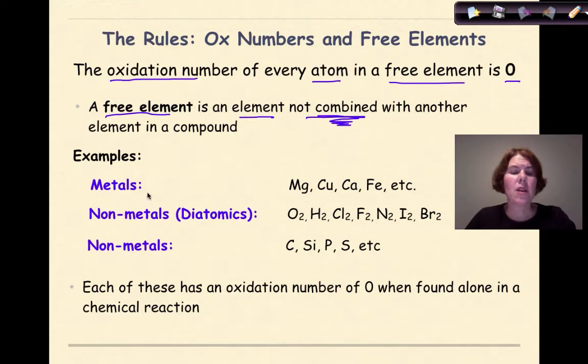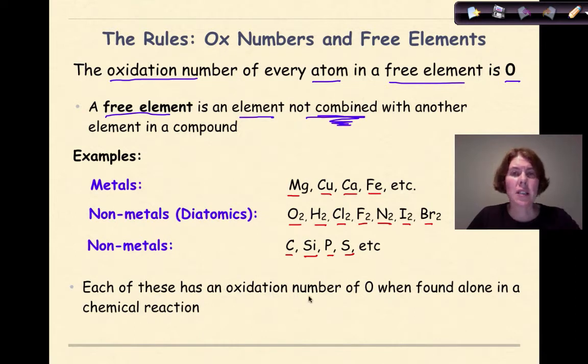So some examples that we might look at here. For metals, this would be like magnesium or copper, or calcium, iron. For nonmetals, these would be your diatomics: oxygen, hydrogen, chlorine, fluorine, nitrogen, iodine, and bromine. And then there are some nonmetals that would be freestanding by themselves: carbon, silicon, phosphorus, sulfur, any of those nonmetals that might be able to stand alone.